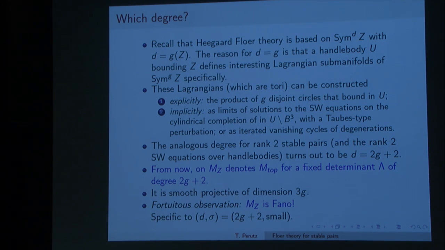And now there's a nice observation, which is that in that case, M_Z turns out to be a Fano manifold. So monotone as a symplectic manifold. And this is absolutely specific. So for example, if I fix the degree, there can be at most one chamber of sigma for which one gets a Fano. And in this case, it's the top chamber. So of course, simply connected Fano manifolds are a very nice place to try and do Floer theory.